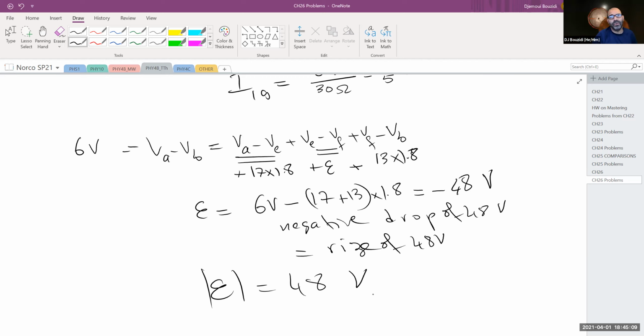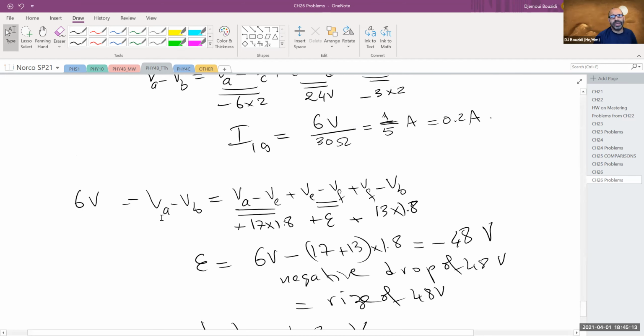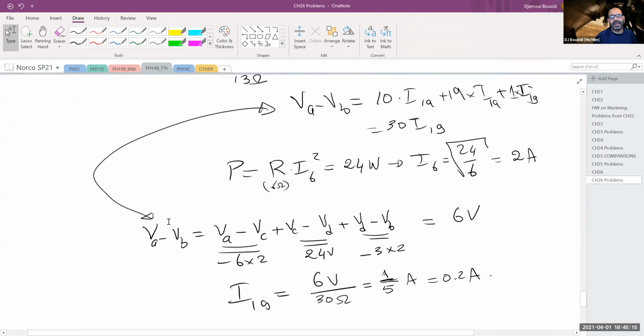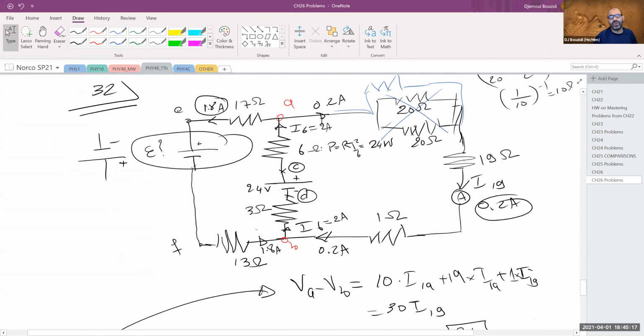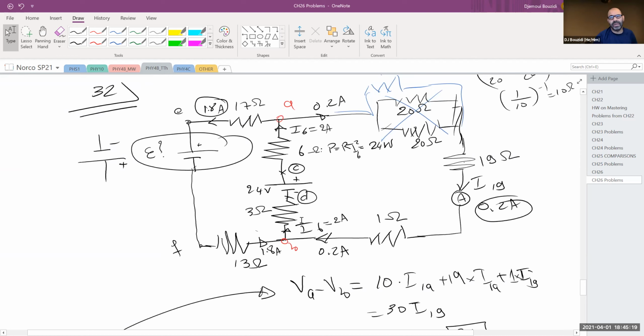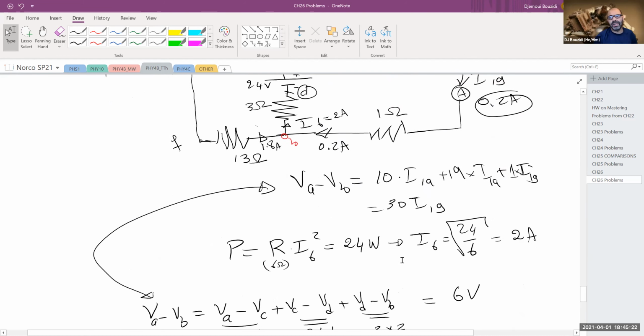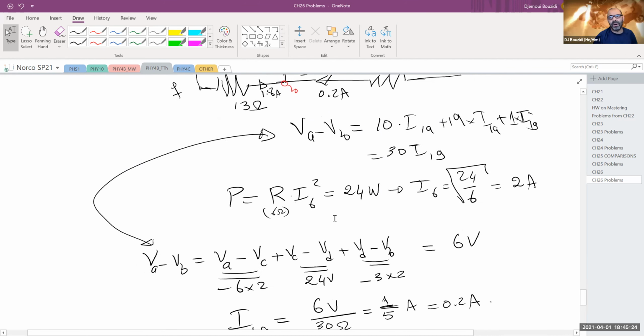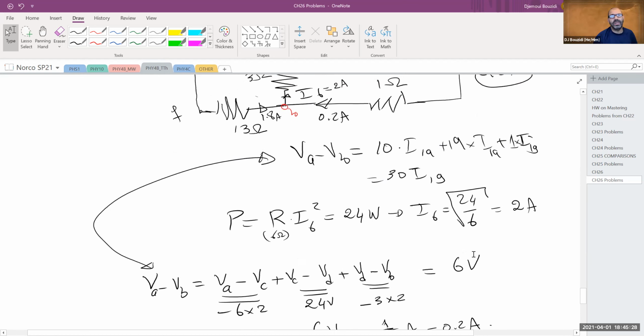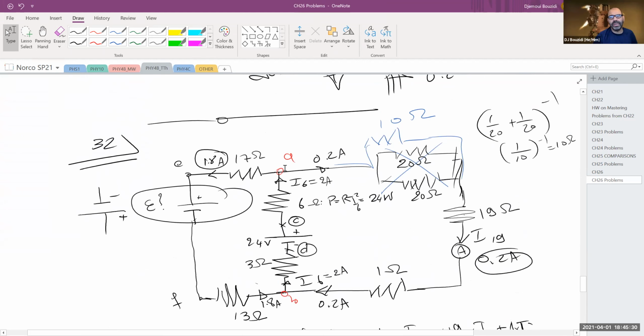I want you guys to go through this calculation again. Make sure you convince yourself, because this is what we're saying in here. We know A is higher than B by 6 volts through the analysis that we did in the beginning. We found the current through the power, and we calculated VA minus VB, which turns out to be 6 volts. So we know that this point is higher than this point by 6 volts.